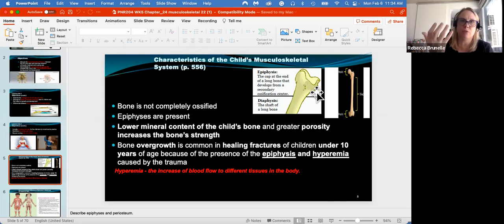So a fracture is more complicated for kids if they have a fracture of their growth plate or where the epiphysis is. So if the fracture is up here in the top part of their bone, that can affect the ability of that bone to grow over time. So you worry about those fractures more.